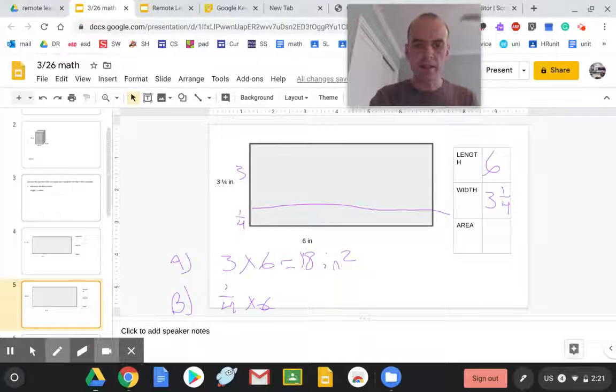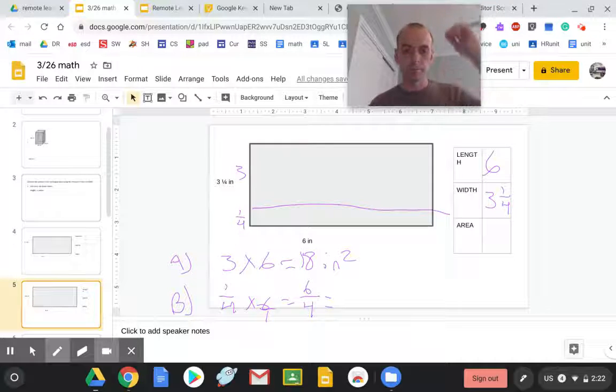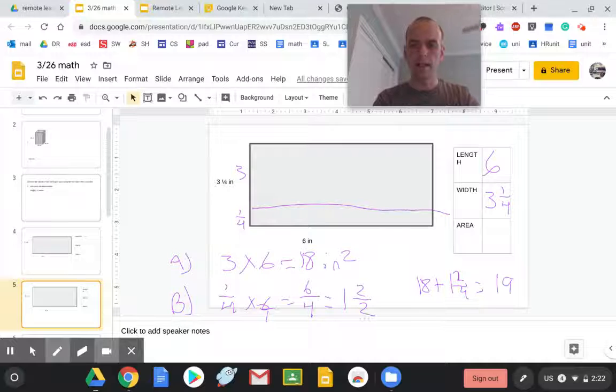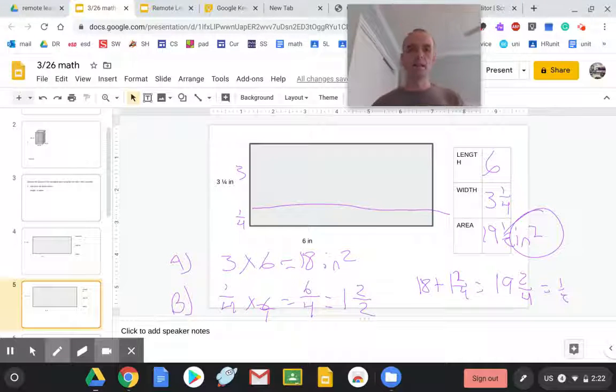1/4 times 6, we know we can make 6 over 1. So 1 times 6 is 6. 4 times 1 is 4. So 6/4. 4 goes into 6 one time, so it's 1, and there's 2 left over, 1 and 2/4. So 18 plus 1 and 2/4 is 19 and 2/4. And we know that's 1/2, right? So it's 19 and 1/2 inches squared. Please put this unit.